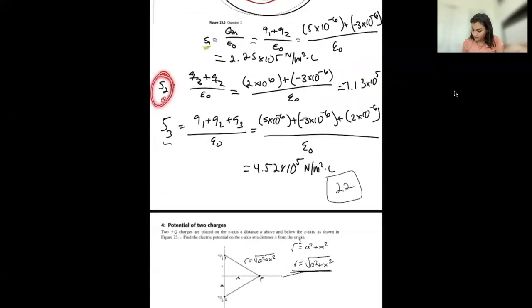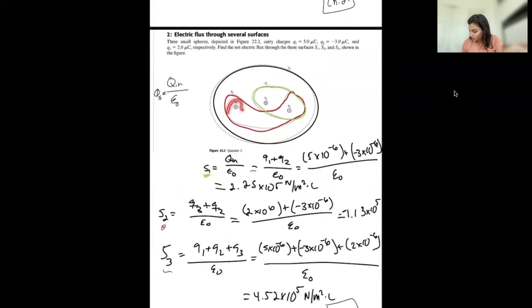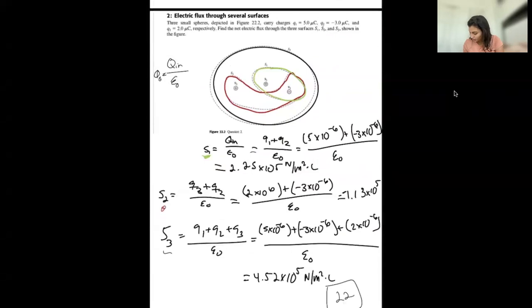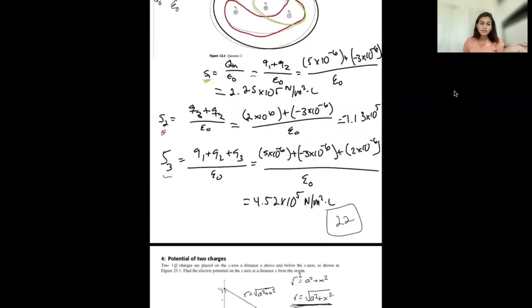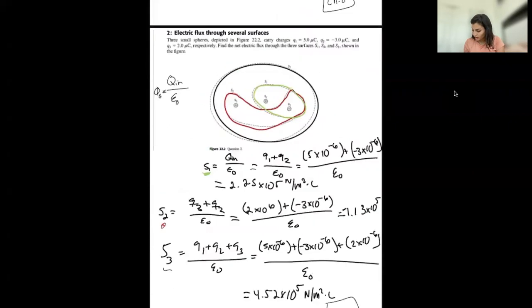Now, the electric flux coming from the second surface is Q3 plus Q2 together. That is 2 times 10 to the -6 plus -3 times 10 to the -6, all over the electric constant. And I get that. And then do the same thing here.